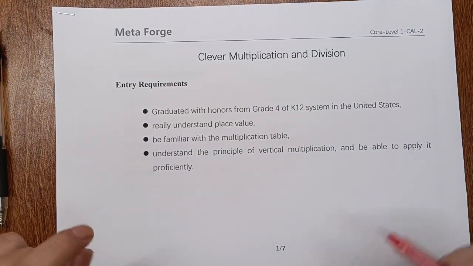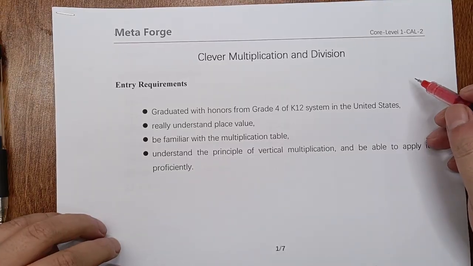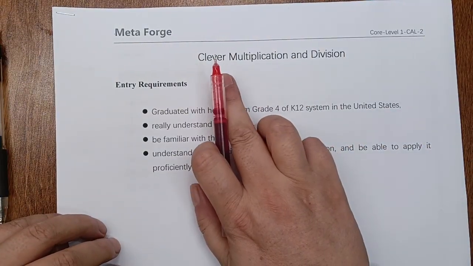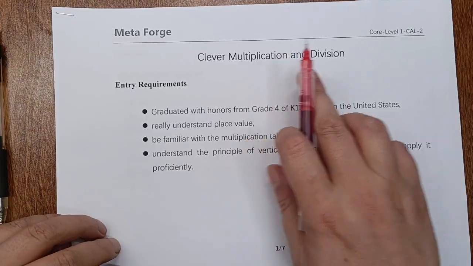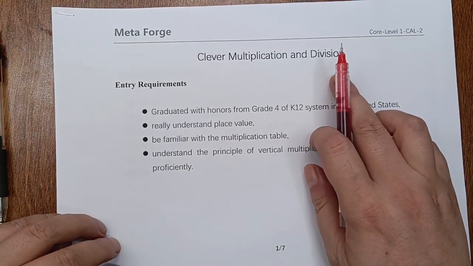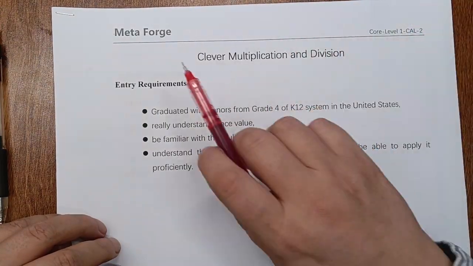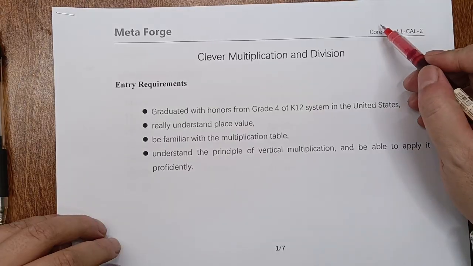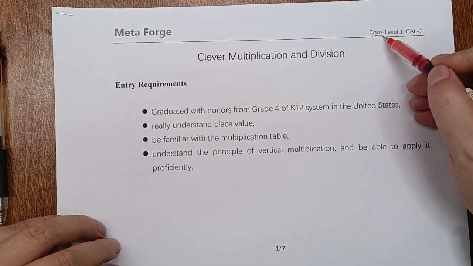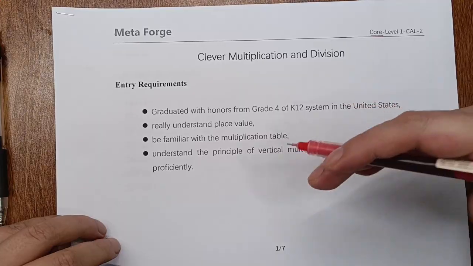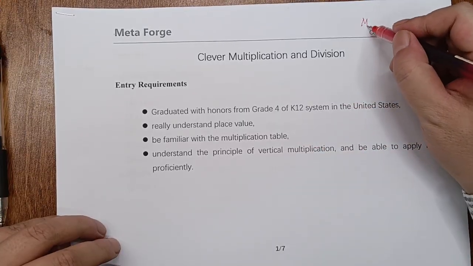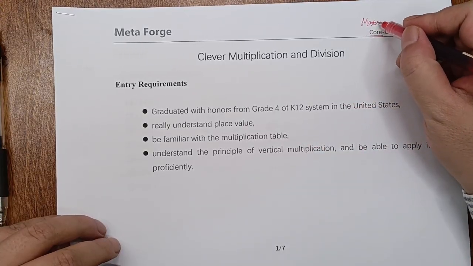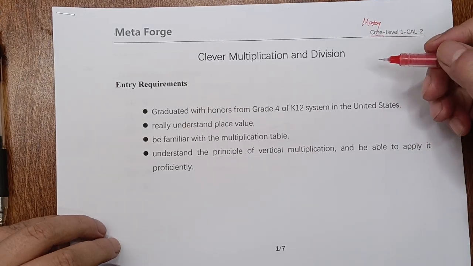Let's go into the session of clever multiplication and division. It is the MetaForge Level 1 session on core tier. There's an upper tier of mastery on it.